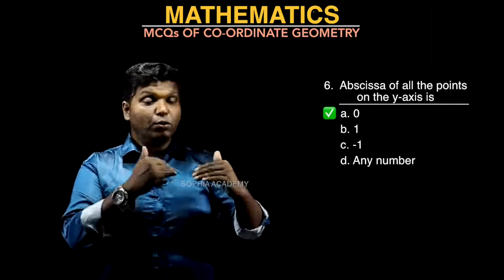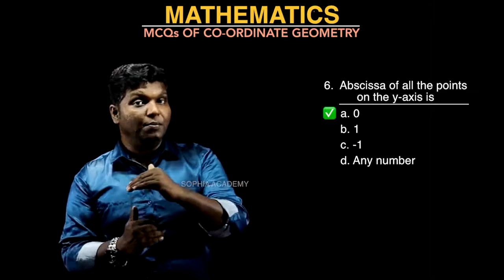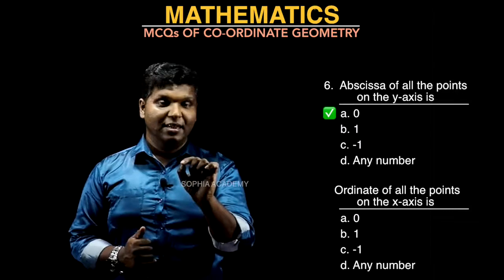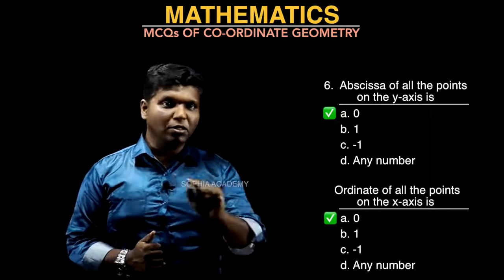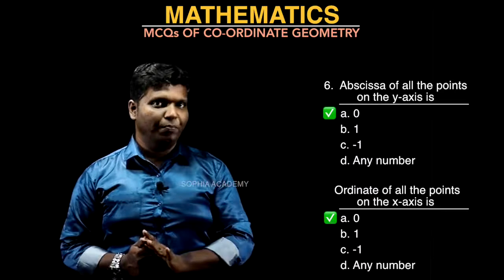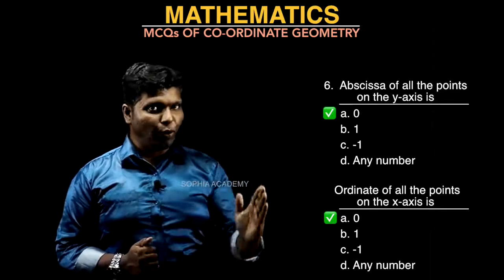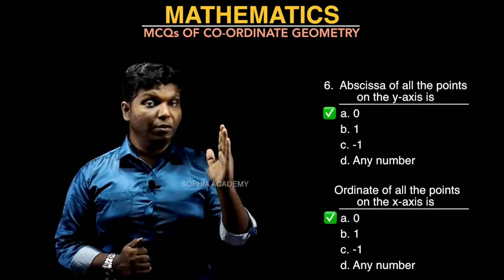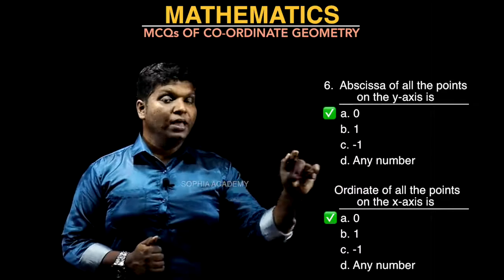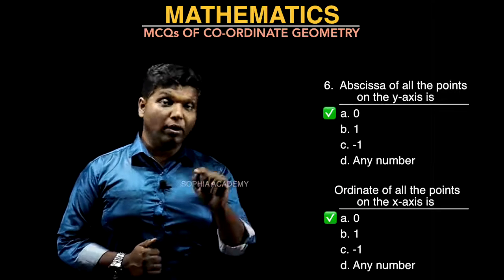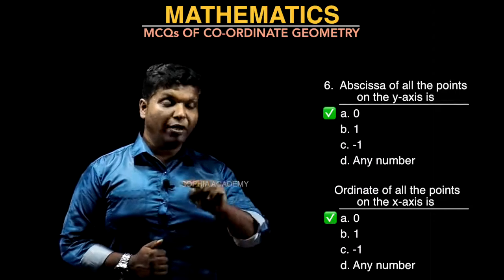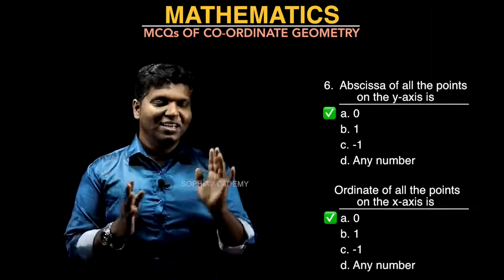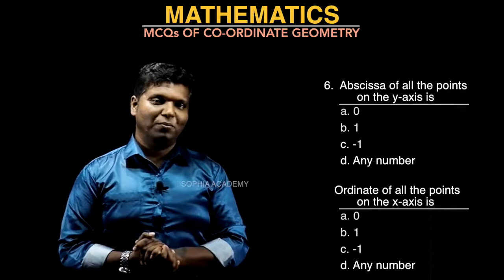In other words, if the question comes like this, what is the ordinate of the points which lie on the x-axis, at that time we will say it is also 0 because on the x-axis the y coordinate is 0. So if it is asking about the y-axis, keep this in your mind, the abscissa, that means the x coordinate, will be equal to 0. And if it is about the x-axis, always the y coordinate, or in other words, the ordinate of every point which lies on the x-axis, will be 0. So like this you can get it. So the answer is 0.